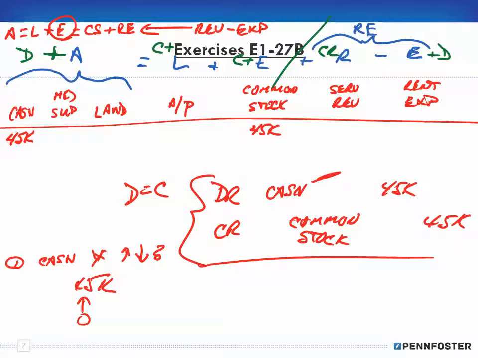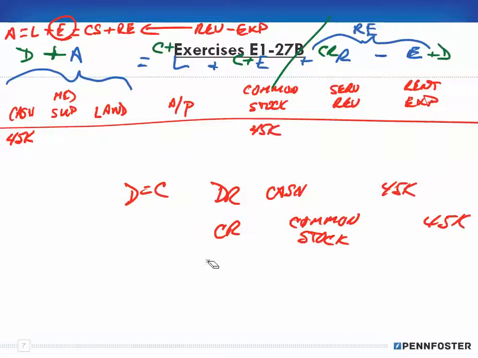Now notice that we are dealing with positive numbers. We're not dealing with negative numbers. We try to deal with positive numbers as much as we possibly can. Because I'm debiting cash, and that's an increase, I have a positive 45,000. And because I'm crediting common stock, which went from 0 up to 45,000, that's an increase. So my number is a positive 45,000.